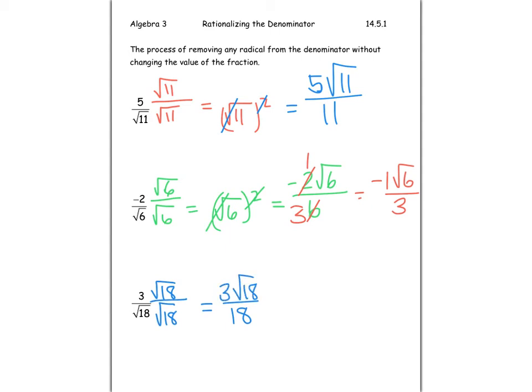And then you ask yourself if anything in your fraction can simplify. 3/18. Sure, 3/18 can divide by 3. So that would leave us with a 1 and a 6. So square root of 18 over 6 is our rationalized answer.